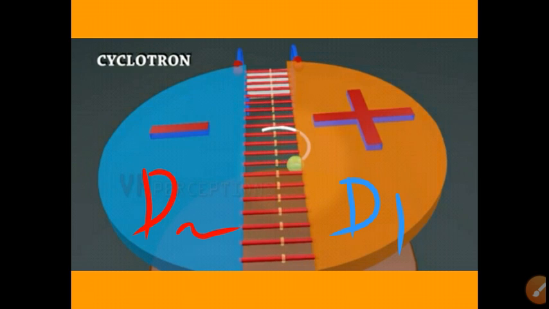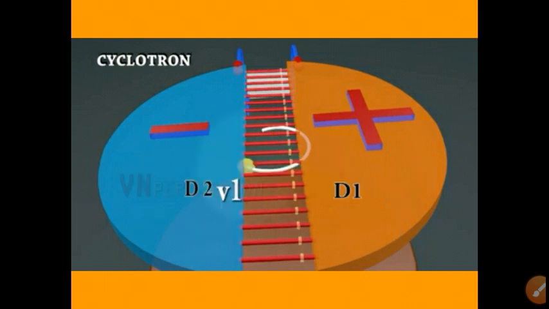Now you can see D2 is negative, therefore the positively charged particle will get attracted towards D2. Now it is moving through the electric field to reach D2. In an electric field, you know the charged particle will get accelerated. Therefore, again its speed is increased and it becomes V1. Reaching this point, now it enters the D2.